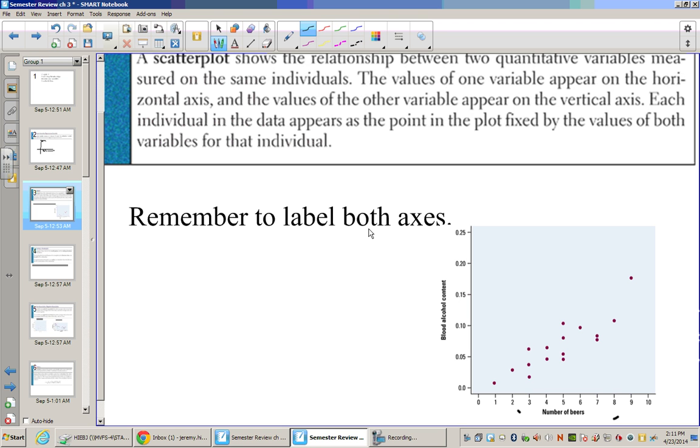Remember, whenever you're making this, remember to label both axes. So label your y and label your x so you can clearly understand what's happening.